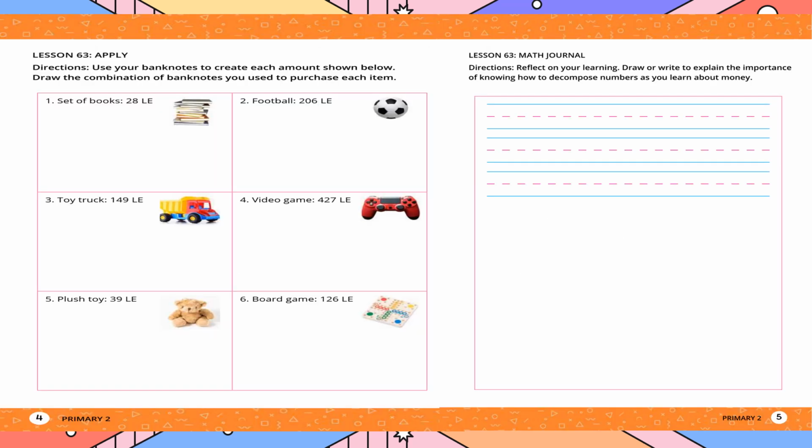Let's move to lesson 63. Use your banknote to create each amount shown below. Let's start with the first one. Set of box for 28 LE. Now we have the total amount and we want to decompose it. How we can decompose it? Let's start with 20. Do we have any banknote called 20? Yes, we have banknote called 20. So let's put 20 pounds. 8. Do we have any banknote called 8? No, but we have banknote called 5. So put 5 pounds. 20 plus 5 equals 25 pounds.